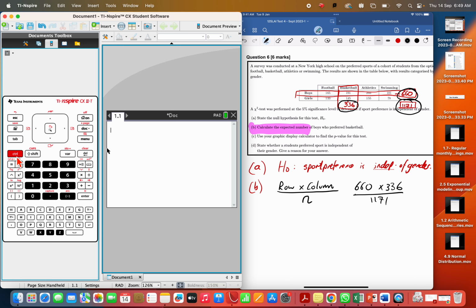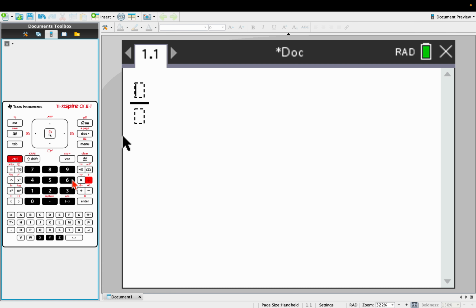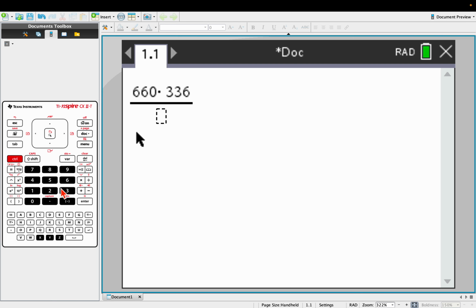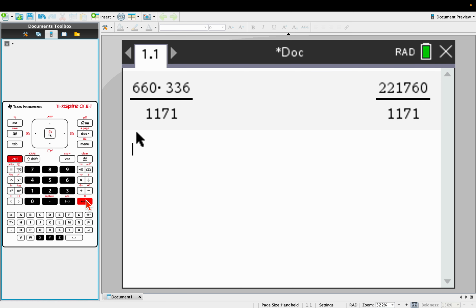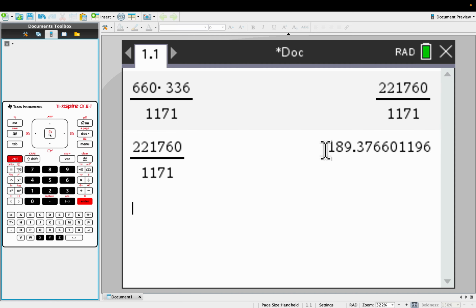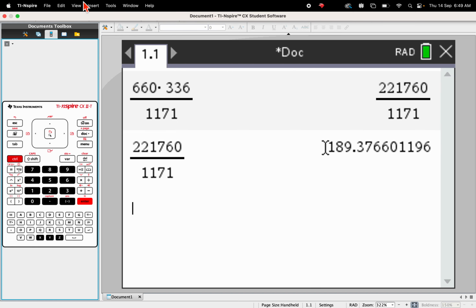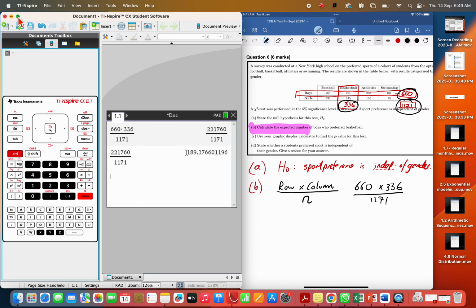So let's get a fraction out. It's 660 times 336, and then divided by 1171. Enter. And then we can go and grab this and change it, control enter for the approximate sign. We can change it to actual number 189.4. So we just go back and write that down. 189.4, and I suppose that 3 sig fig is approximately 189.